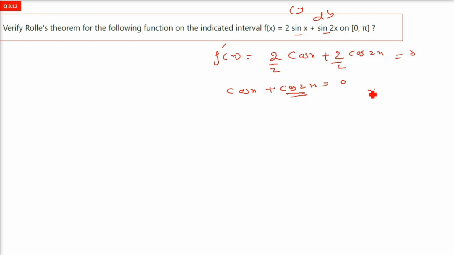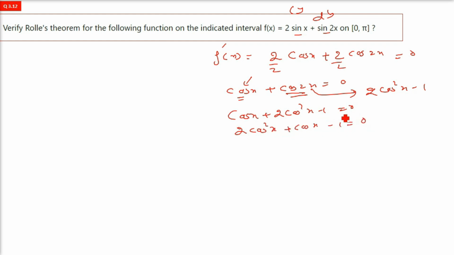So either change cos x into cos 2x or change cos 2x into cos x. So cos 2x can be written as 2 cos square x minus 1, and you will get a quadratic equation out of it. In place of cos 2x, I am writing 2 cos square x minus 1. One more thing, cos 2x can also be written as 1 minus 2 sin square x. That is also an option. But since we have cos x, I have written 2 cos square x minus 1. This gives 2 cos square x plus cos x minus 1.